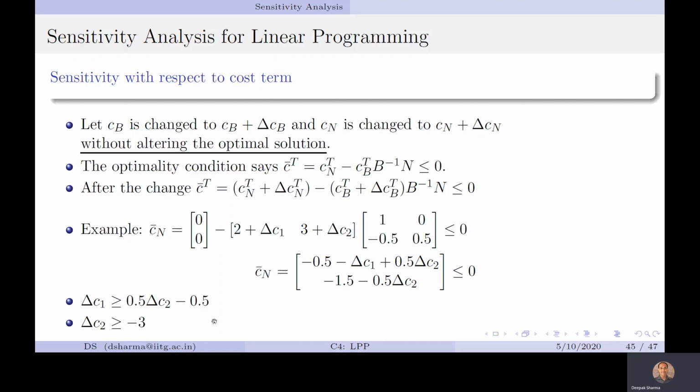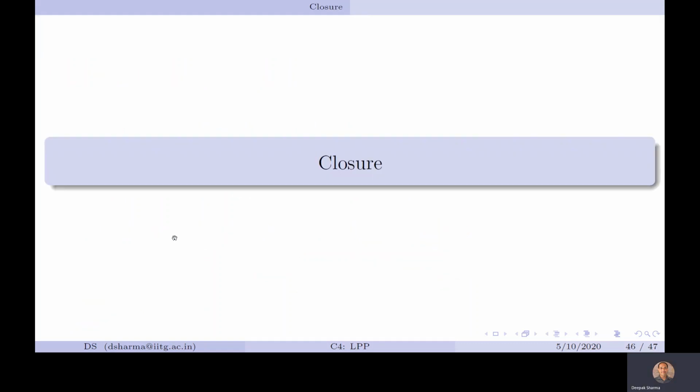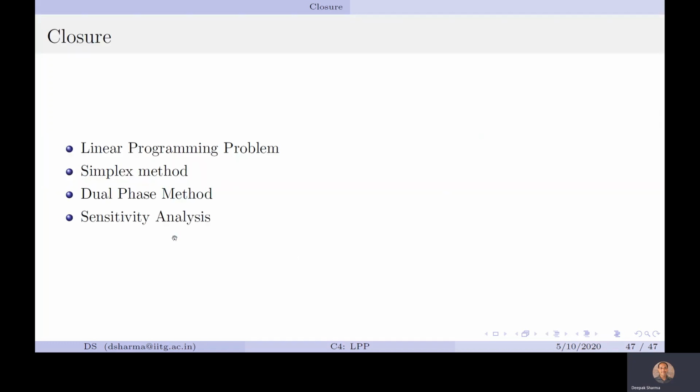Now, similar to the previous case, if we want, we can assume that delta C2 is 0. And what is the range of delta C1 or C1? That gives me the range that if I change C1 from this limit to that limit, our optimum solution will not change. So with this, I'm concluding this chapter on linear programming.